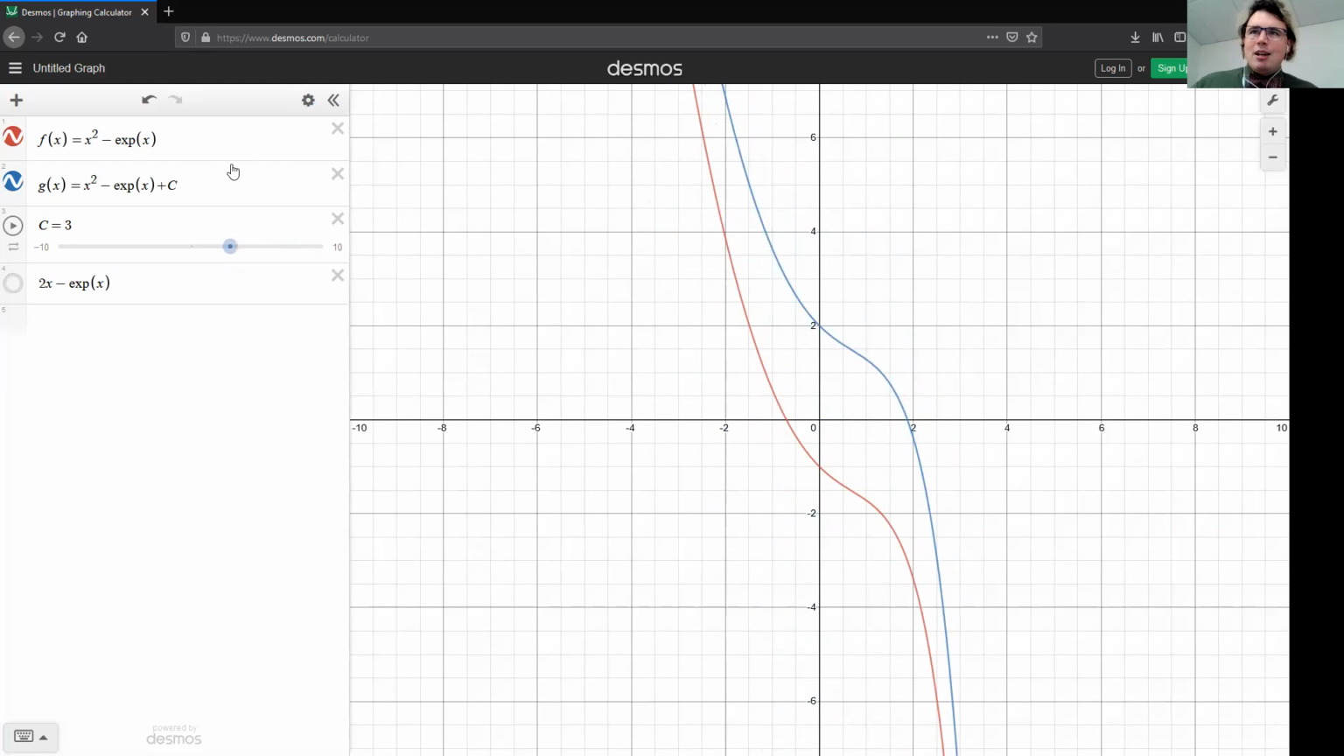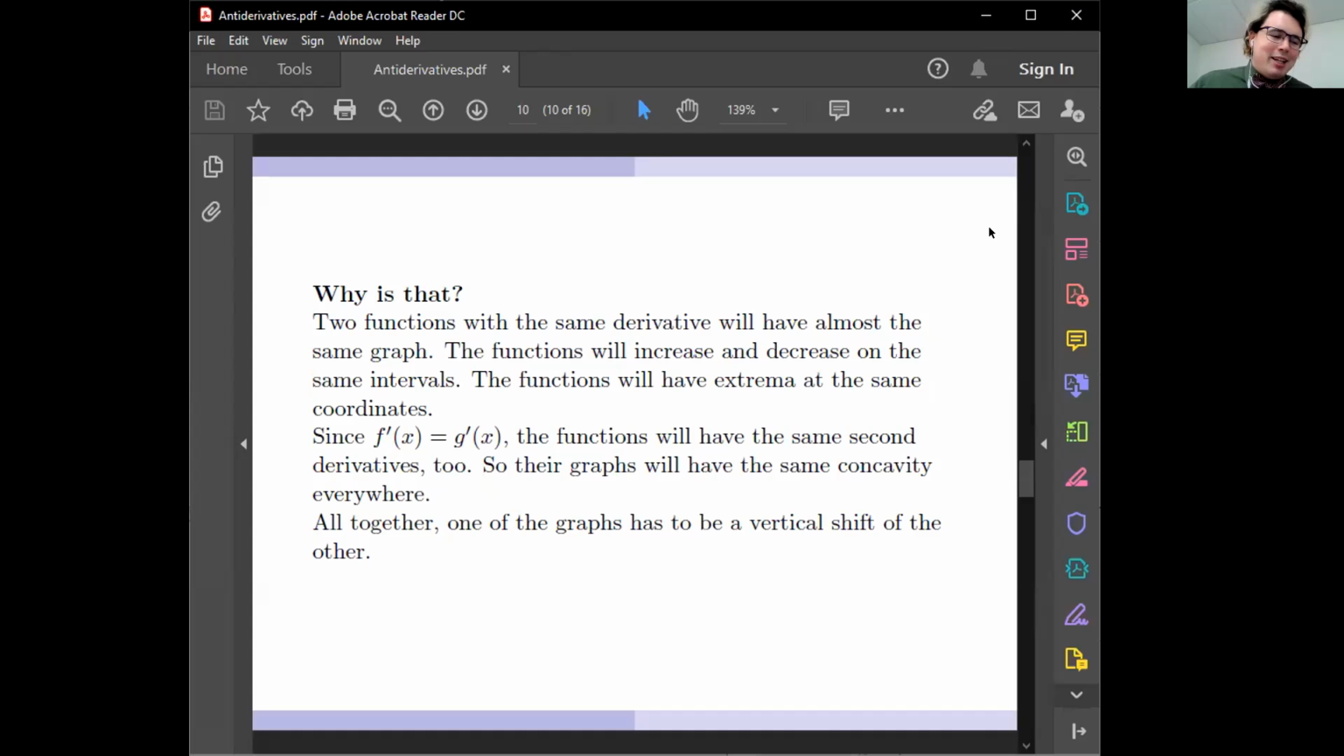In fact, if I know that derivative, if I know everywhere the function is increasing or decreasing, then I completely know what the shape of that graph should look like, except I'm missing one piece of information. I don't know the y-intercept.